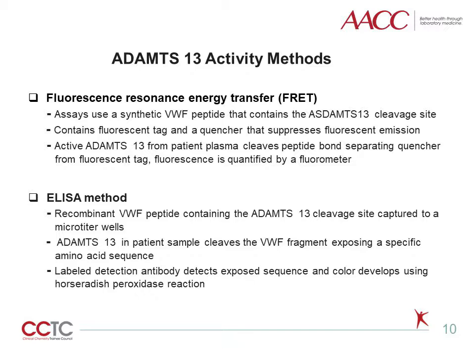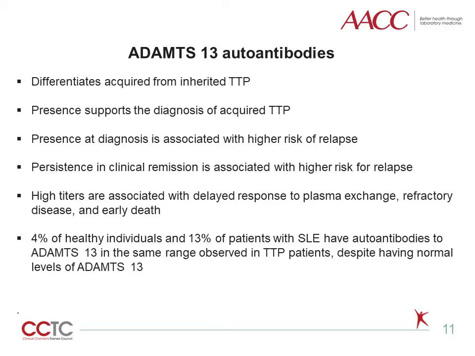ADAMTS13 in patient sample cleaves the von Willebrand factor fragment, exposing a specific amino acid sequence which can be detected by labeled detection antibody, and color develops using the horseradish peroxidase reaction. Detection of ADAMTS13 antibodies is important to differentiate acquired from inherited TTP, since no autoantibodies are detected in inherited TTP.